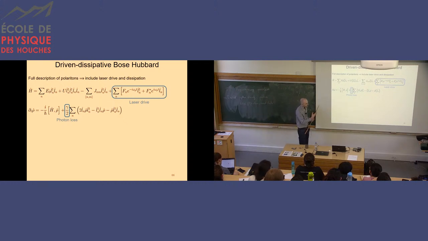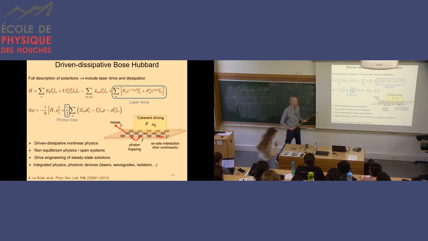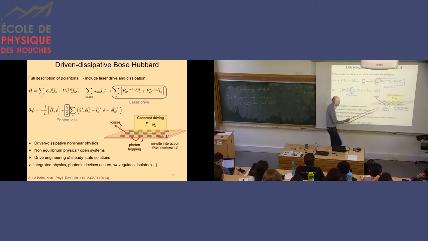My goal now is to show you what different things we can do thanks to this drive and dissipation. So the general vision is the following. This is a picture that I took from this paper by Le Boité et al., 2013, where, as I just described, you have a bunch of sites. These are cavities. You have an interaction term of the Bose-Hubbard, this U term. You have a hopping term, J. You have a coherent driving, which is the driving field, and you have losses. So this accounts for all of this model.